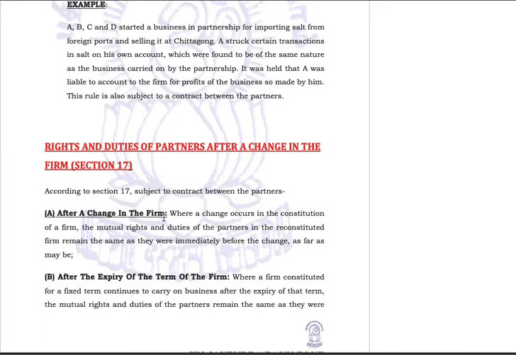After a change in the firm. Situation A. Where a change occurs in the constitution of the firm. Constitution means change of the partners. The number of partners there were 3, now there are 30. Or the constitution is that some managing partner is changed, or the firm was for sugar, now it is for salt, or now it is for real estate, now it is for banking, like this. Where a change occurs in the constitution of a firm, the mutual rights and duties of the partners in the reconstituted firm remain the same as they were immediately before the change, as far as may be.